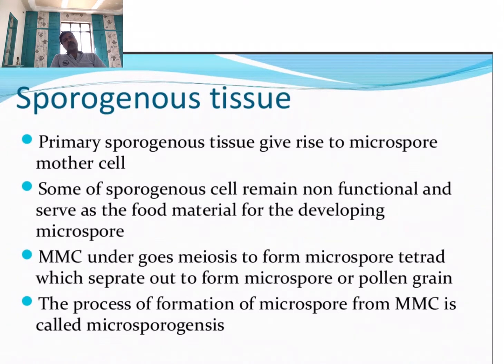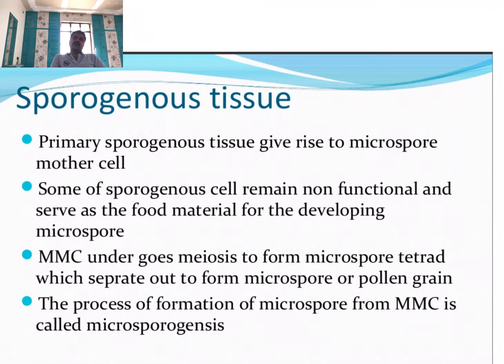The sporogenous tissue is found on the inner side of the parietal layers, and it consists of very large, thick-walled cells. This primary sporogenous tissue gives rise to the microspore mother cells. Before the formation of the microspore mother cells, the sporogenous tissue divides and produces microspore tissue. This microspore tissue divides meiotically to produce the microspore mother cells.